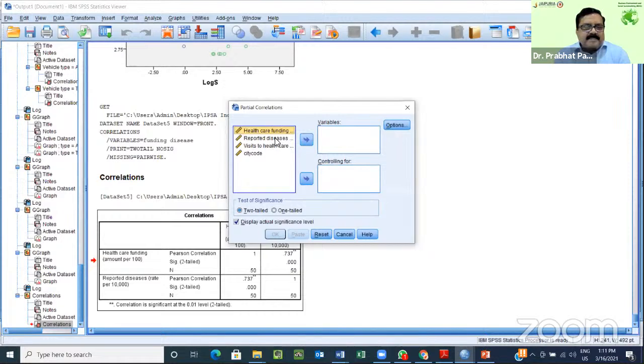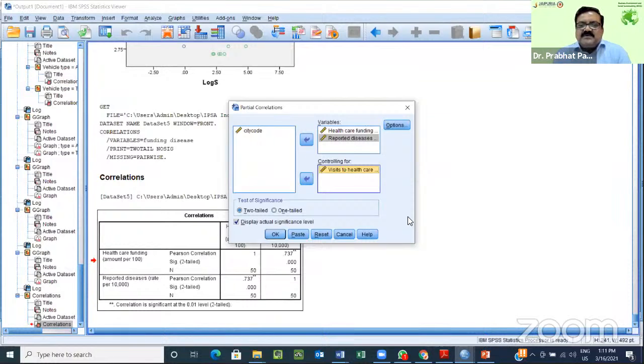So what we are saying is that we're taking the health funding, we are taking the reported disease as the variable, and then we are saying that, okay, control for visit of healthcare, visit of people, visit to healthcare facilities. That means over time, there is one more variable which was overlooked by this journalist, and that variable was the healthcare facilities being used by the people. Earlier, when the funding was less, fewer people were visiting the infirmary. Now, when the funding is more, the infrastructure is created more, more doctors are coming, so more people are visiting the infirmary. So larger the number of people visiting, the number of reported disease will go up.